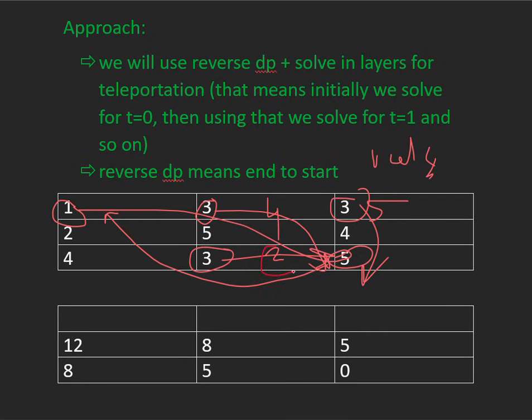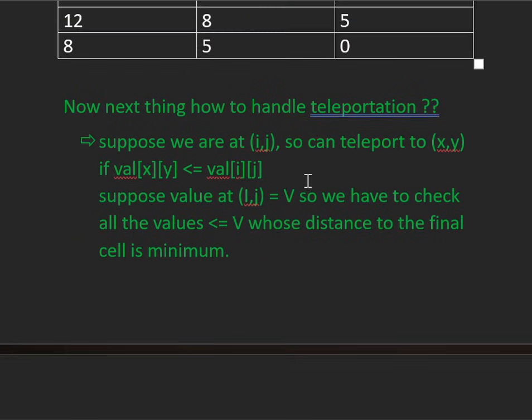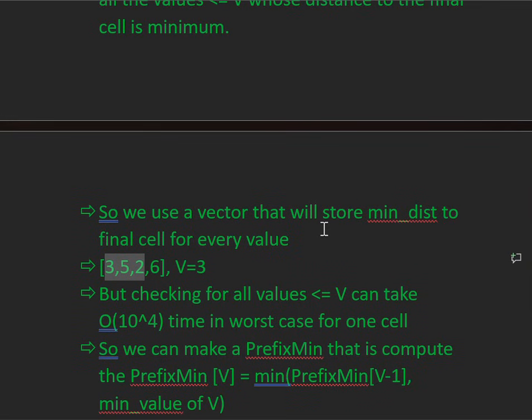So it will be storing 2. Now suppose we are at 4, so we can teleport to 3, but which 3? Many 3s are there, so we'll be choosing the 3 that is this one, because it is taking minimum distance as 2. I am giving you an example. So we will be using a vector that will store all the minimum distances for each value. What I am repeating again, we will be using a vector that will store the minimum distance to the final cell for every possible value.